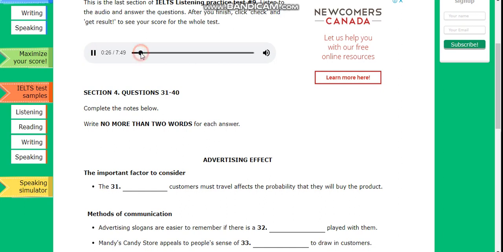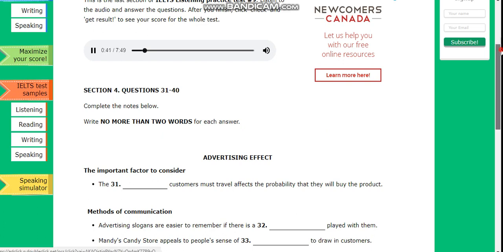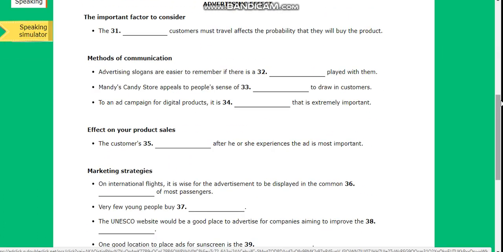Section 4. No more than 2 words, and just giving some time for us. Now listen carefully and answer questions 31 to 40.